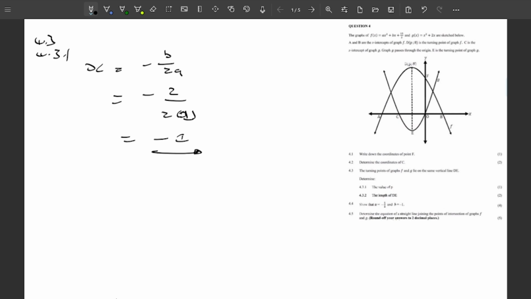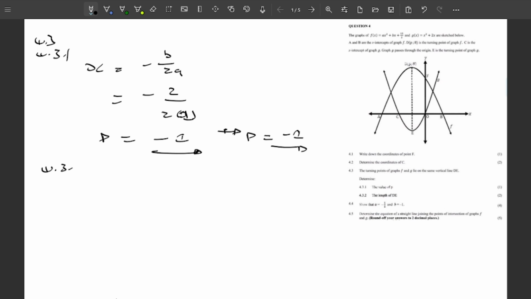Many people prefer to use derivatives to find the value of x when it comes to intercept. So this is the value of p. So p is equal to negative 1. You can even state it here and just say p, which is okay. You won't have a problem.